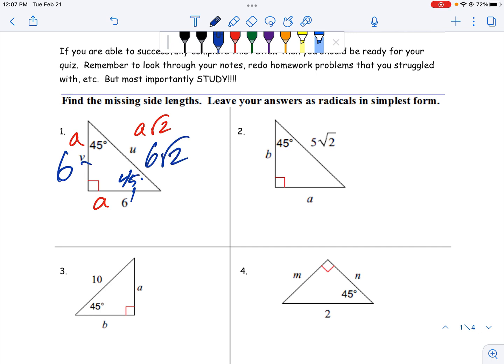All right, again, number 2, I got a 45-45-90 triangle. This is across from my 90 degrees, so that is my A root 2 or X root 2 side. That means my A value is 5, which makes this 5 and this 5 as well.